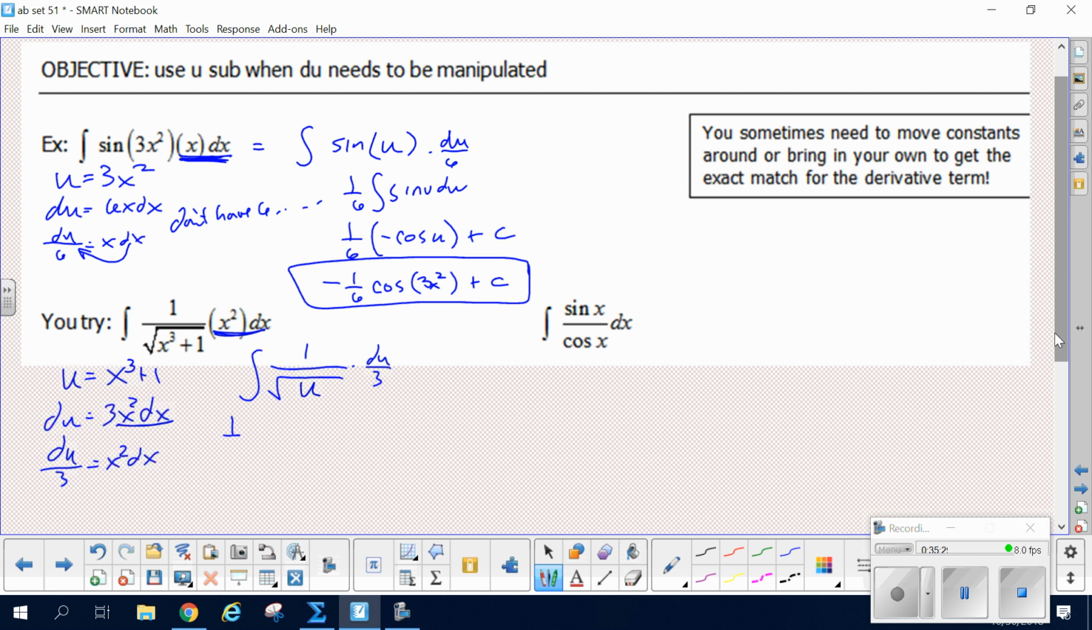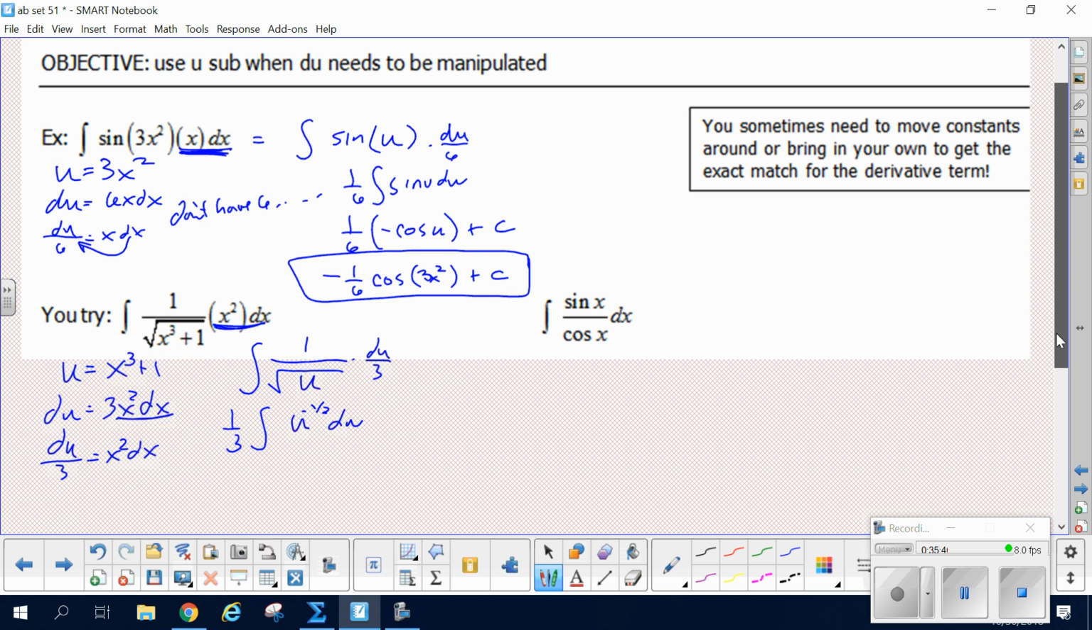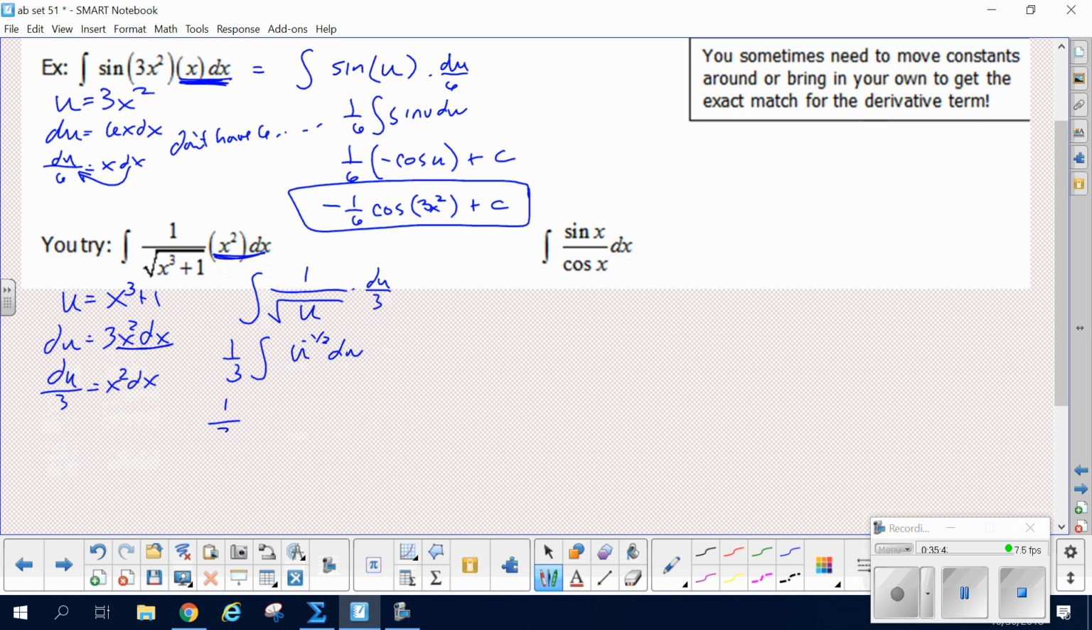I might do a little bit of cleanup to help my integration. The third I can pull out front. The u I could write as a power and integrate. What's the antiderivative of u to the negative 1/2? Raise it by 1, divide by the new power: 2 u to the 1/2, plus c. So I get something like 2/3 root, what? X cubed plus 1 if I sub that for u, plus c. Okay? Try the next one.